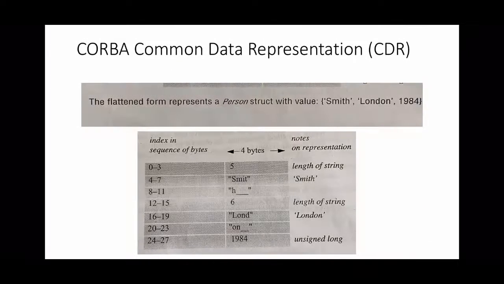Here is an example of how to represent a constructed data type using this CORBA CDR format. For example, we have a structure person with values Smith, London, 1984. So our constructed data type contains three fields. First field is a string, second field is also a string, and third one is an unsigned long integer. This figure shows how it is actually represented using the CDR form. So the sequence of bytes are arranged as 4 bytes in each row.